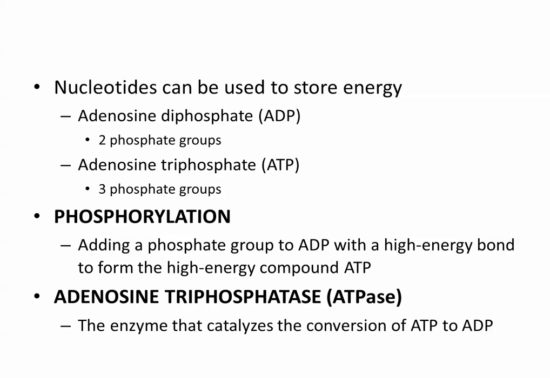So in addition to storing the genetic code and being used to make proteins, nucleotides are also very important for energy storage. One of the most common ones that we will see is adenosine. And adenosine is basically a ribose sugar, a phosphate group, and an adenine nitrogenous base sticking out the side of it. But instead of having one phosphate, adenosine diphosphate has two.